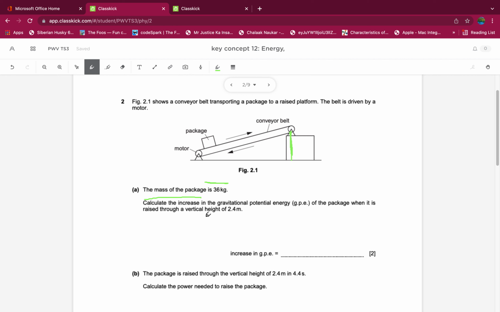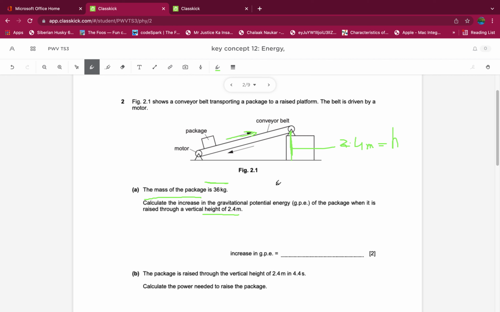When it is raised to a vertical height, how much height does it cover? Whenever you raise it, the height is 2.4 meters. Okay, now we have to find the gravitational potential energy. This energy is due to the position of the object, because its position was changed. Before, this package was on the ground level. Now you raise it to the height. So how much height did it gain? 2.4 meters. So how much energy will be stored due to its height?